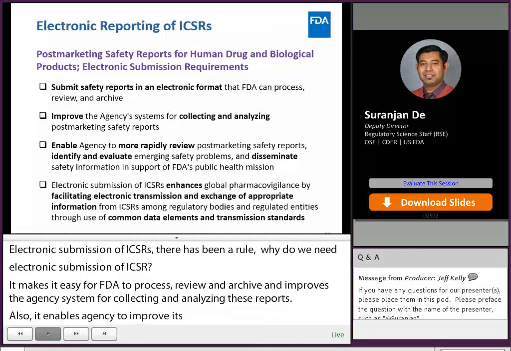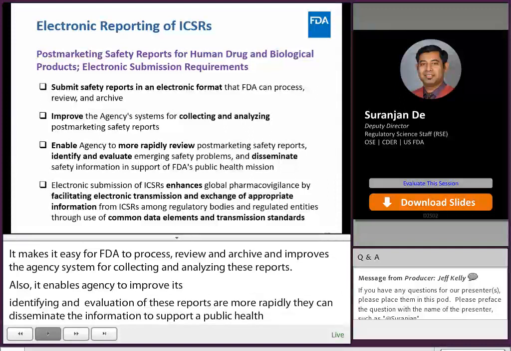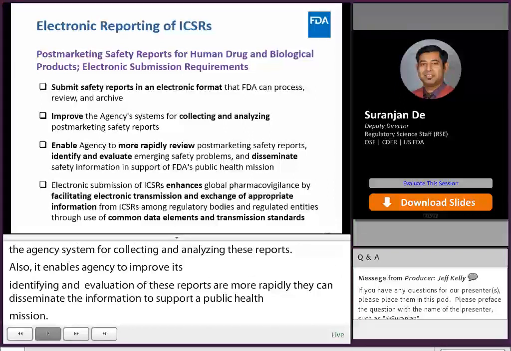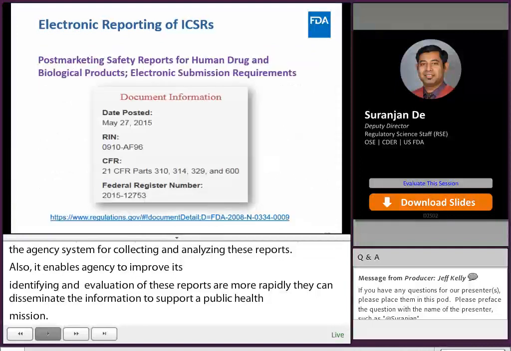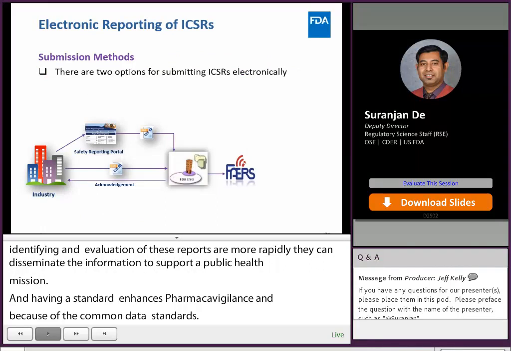And having a standard also enhances global pharmacovigilance by facilitating electronic transmission and exchange, because of the common data elements and transmission standards. Here is a rule that was published for electronic submission. So electronic submission actually has two methods.